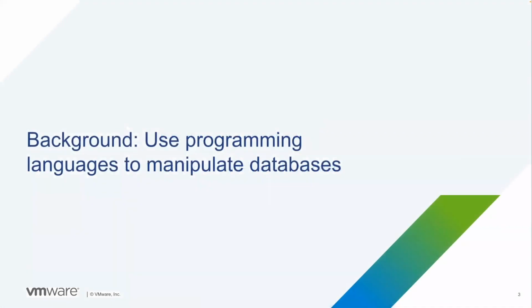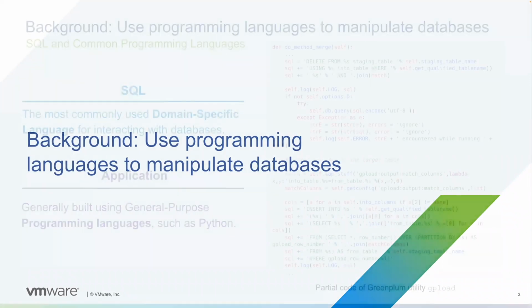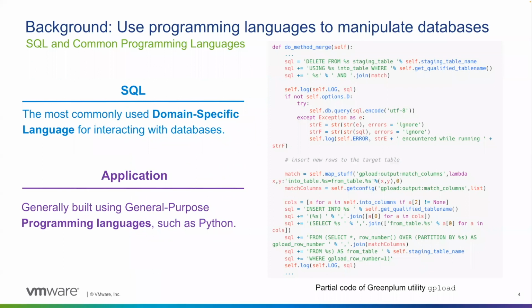So let's begin by examining traditional methods used by programming languages to manipulate databases. We know that SQL is the most commonly used domain-specific language for interacting with databases, while general-purpose programming languages are used to build applications. So Python developers have traditionally concatenated SQL statements manually to manipulate databases, as exemplified in the Greenplum utility GPLoad's Python code here.